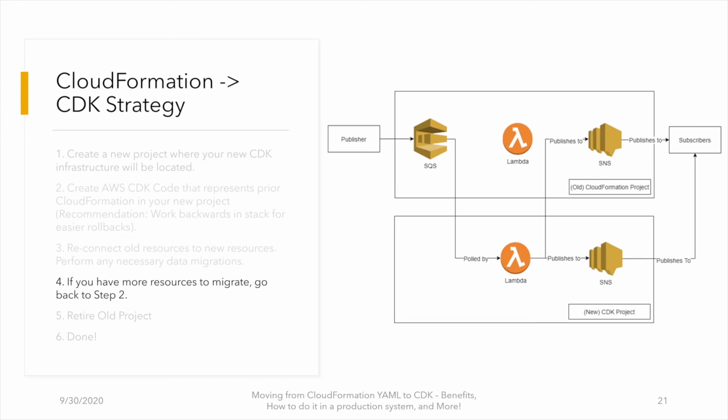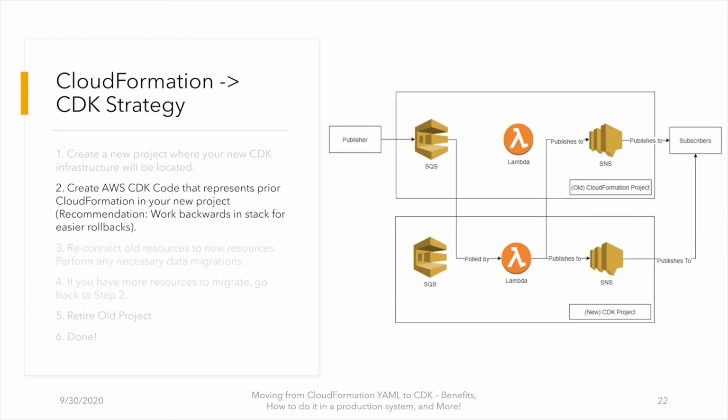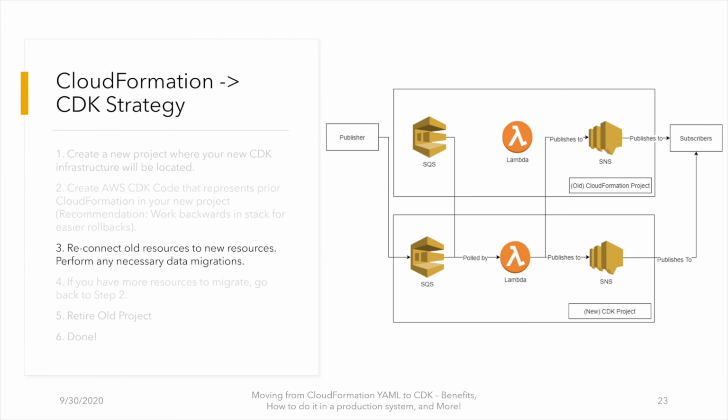Step 4, we go back to step number 2 again. Step 2, let's create our new SQS queue. Step 3, we will want to have our new AWS Lambda pull from our new SQS queue and have any inbound connections point to the new queue. When the number of messages on the old queue drains down to 0, we will be able to retire this old queue.